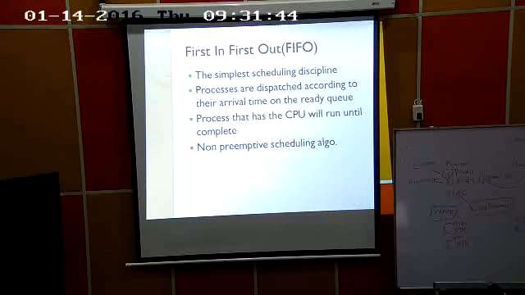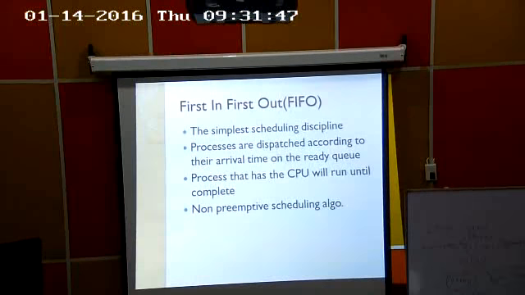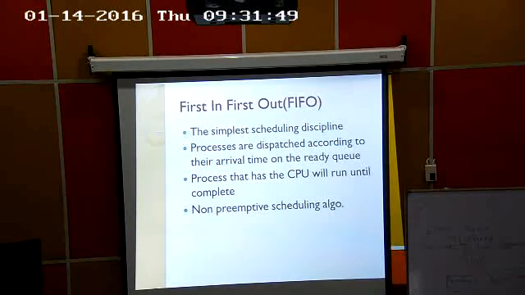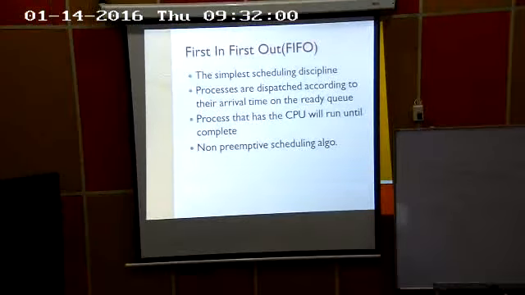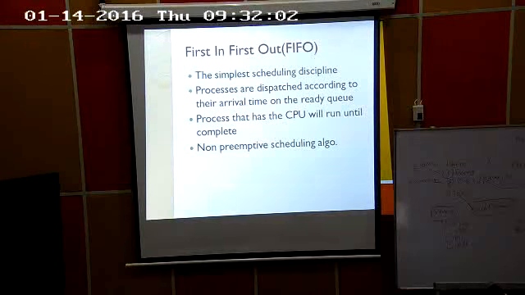Okay, FIFO is the simplest way. Based on number, like in a bank, based on your number. Processes are dispatched according to arrival time on the ready queue. Where is the ready queue? Here. Based on the process that arrives in the ready queue. The process that has the CPU will run until complete, so it is non-preemptive. It cannot be interrupted.